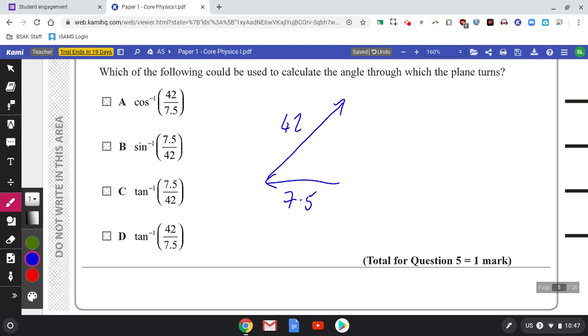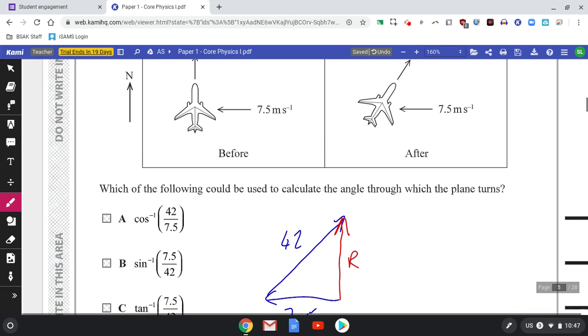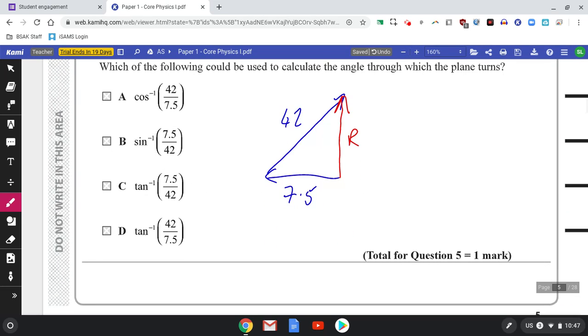The resultant, which is the direction and speed the plane actually travels at, has to be due north like that. So let's call that the resultant velocity. Now, it wants to know the angle the plane turns through, so that is going to be this angle here, theta. The plane was flying due north, and it has to move to that angle.